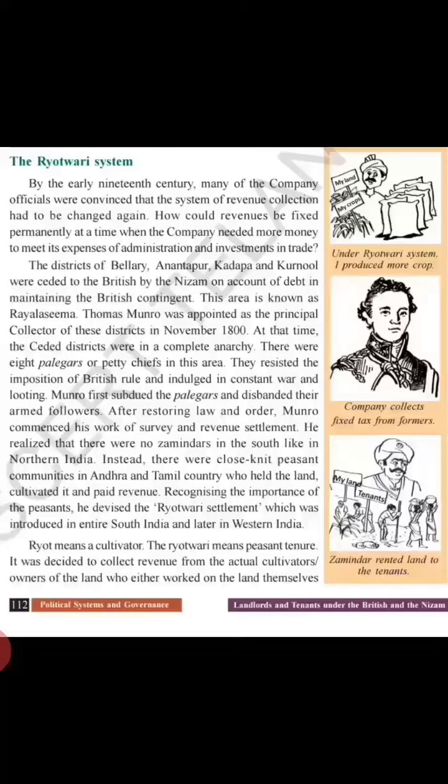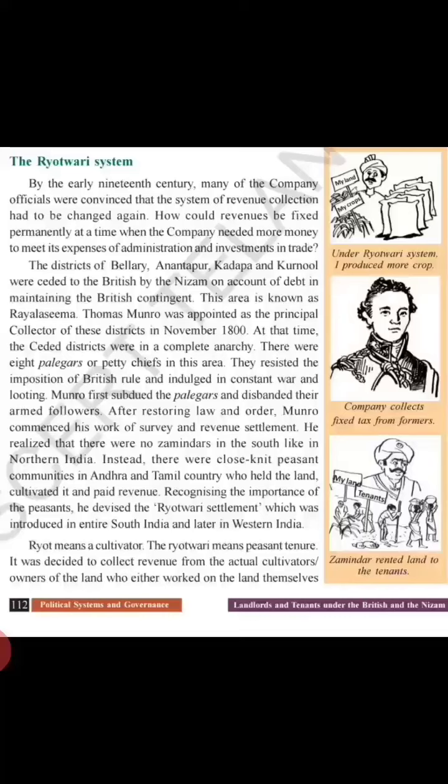Why? What was the reason they wanted to change the system? The reason was that the company needed more money. Company refers here to the British company, children, the East India Company. You know that the East India Company was the company of the Britishers. They needed more money to maintain the army, to trade with other countries and for various other purposes. So they wondered how the company could fix the amount of money permanently when it needed more money.